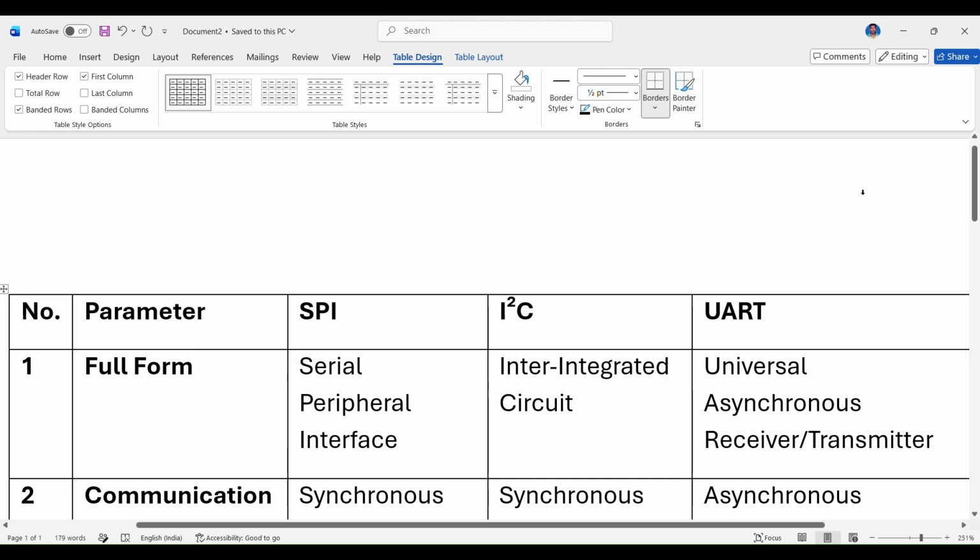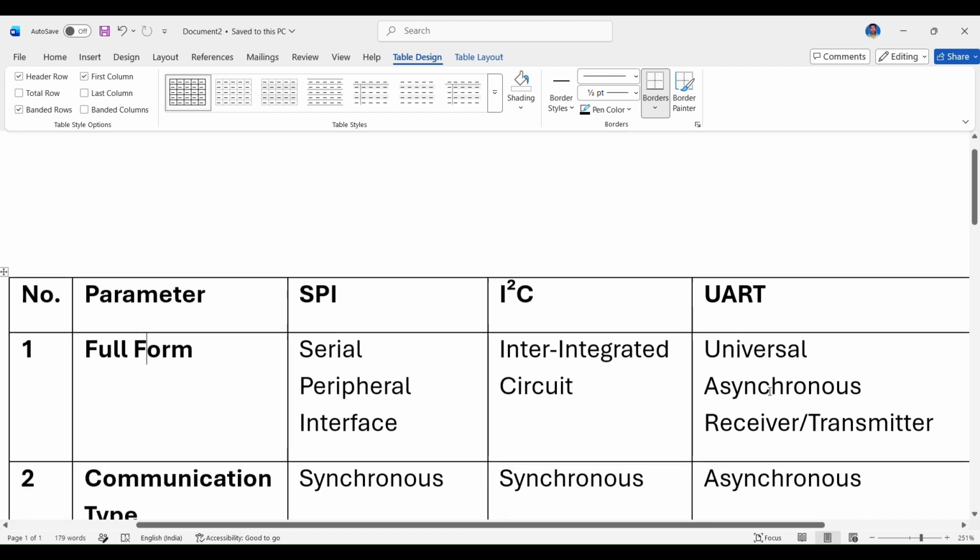In this video, I am going to explain the differences between SPI, I2C and UART communication protocols. First, let's see the full forms of each. SPI is Serial Peripheral Interface. I2C is Inter-Integrated Circuit. UART means Universal Asynchronous Receiver and Transmitter.